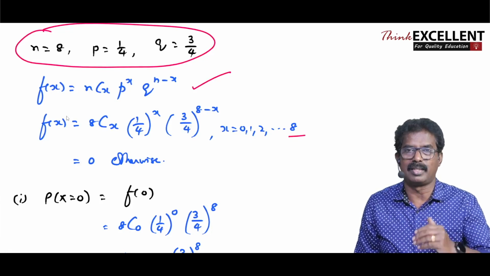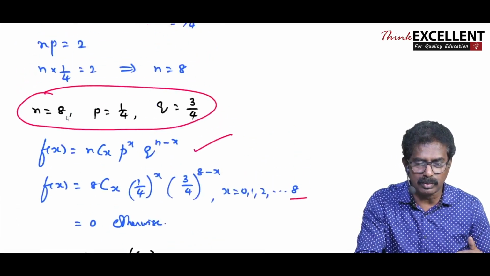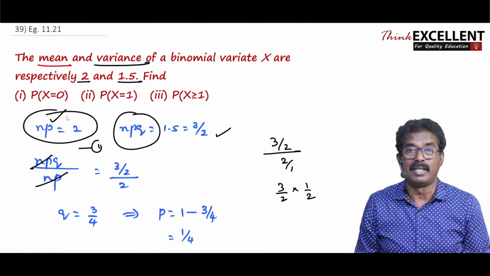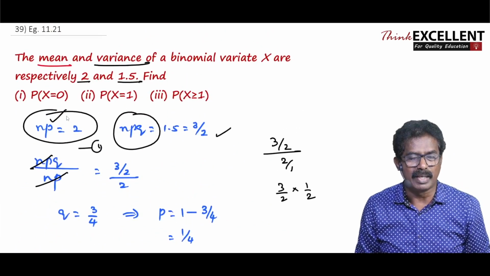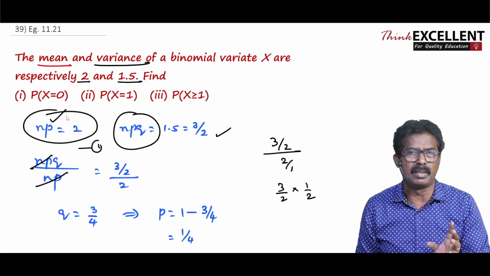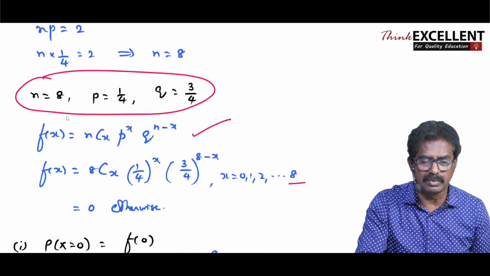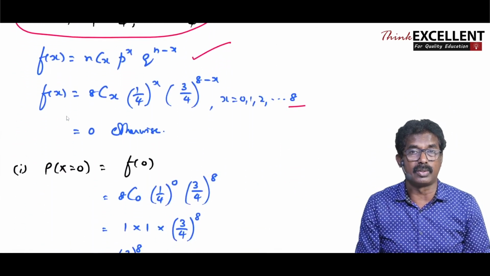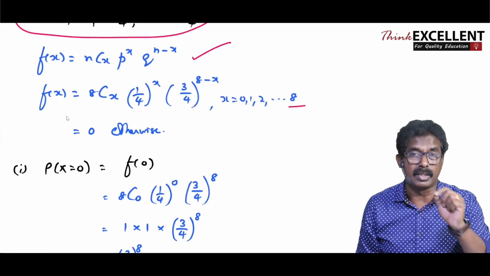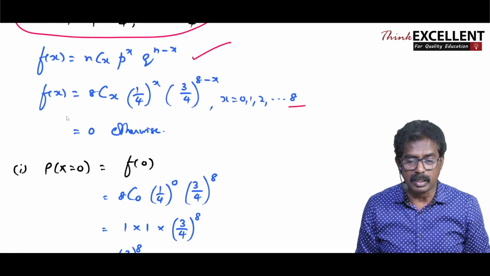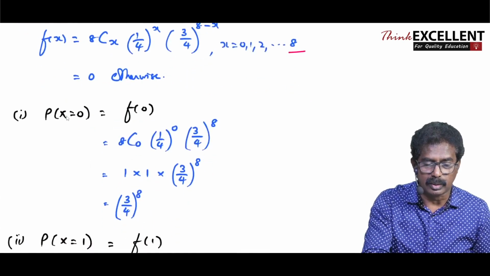After writing all this, now we go through. Up to here, they would give 2 marks or 3 marks. Now there are 3 subdivisions. First they ask P of x equals 0. Very simple, f of 0. For f of 0, put 0 for x. You should know your values: nC0 is 1, any number raised to 0 is 1. So 3 by 4 raised to 8. That you can leave here.